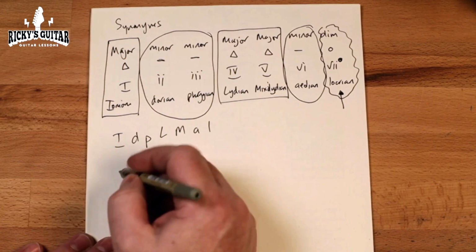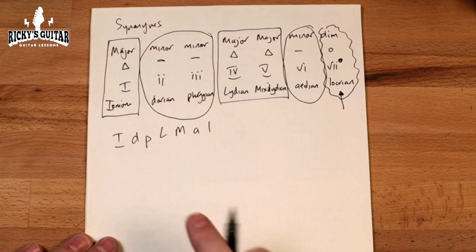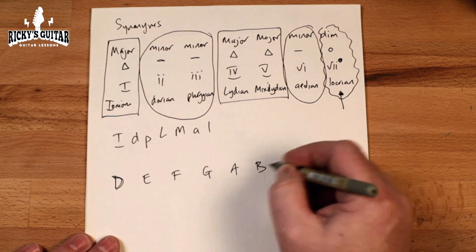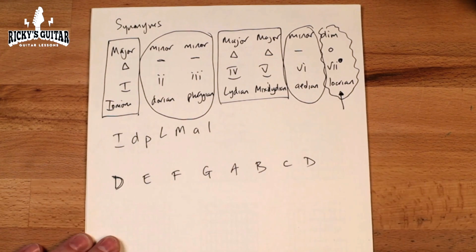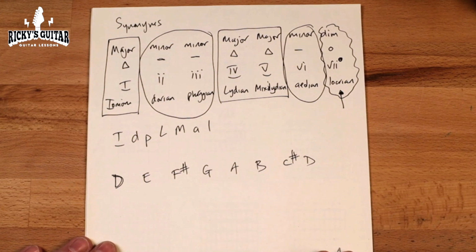Now, I'm going to apply this to the key of D major. Now, if you remember, I did some videos on key signatures. This is the way I do my key signatures. D, E, F, G, A, B, and then C, and then back to D. So D to D. We're going to go Father Charles. There we go. That's the key of D.